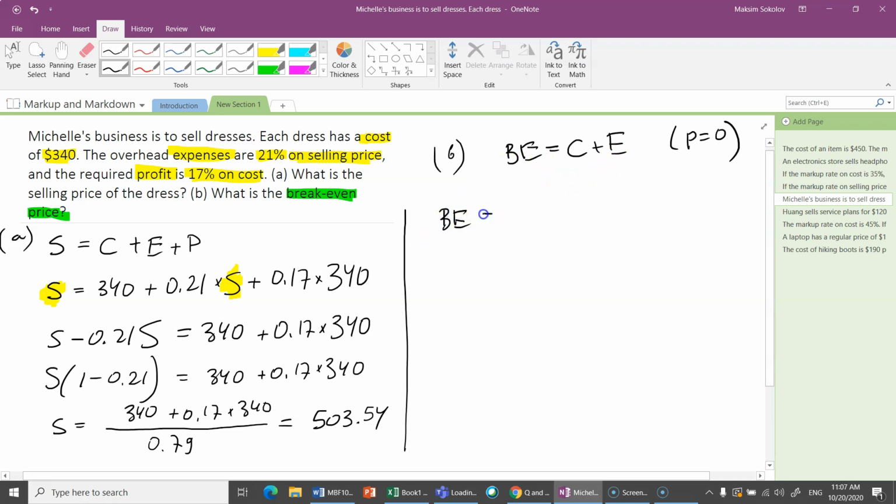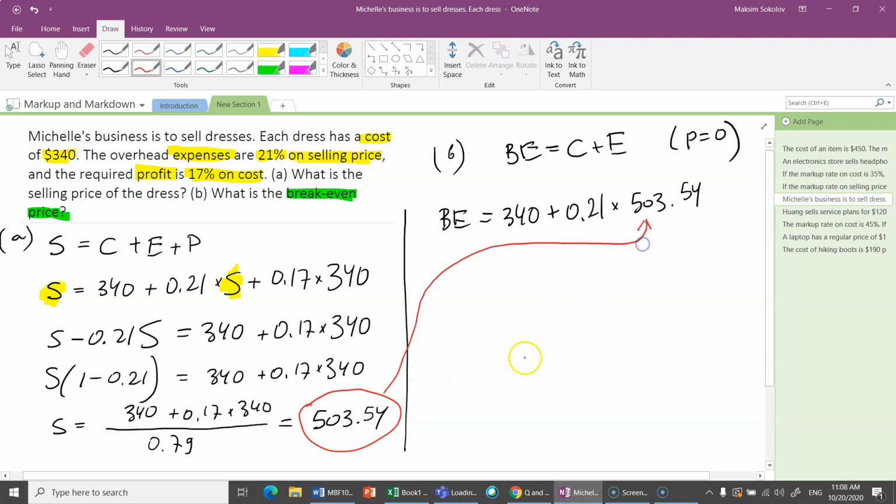Well, break-even price then is cost, which is $340, plus expense, which is 21% on selling price. 0.21 times selling price, which is 503.54. We already found it. So once again, we used the selling price that we found and plugged it in here. This way now we can find the break-even price. Let's go ahead and compute it.